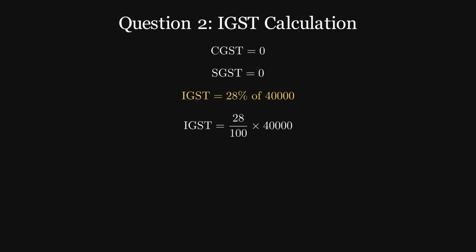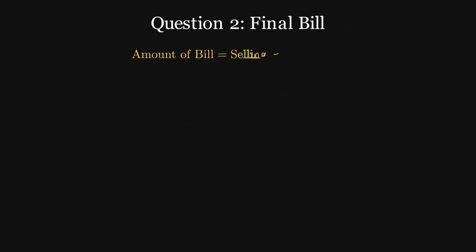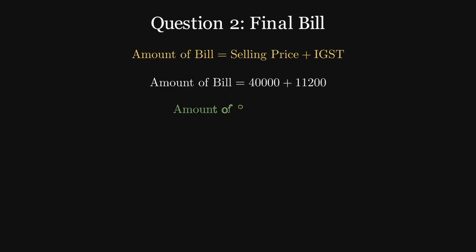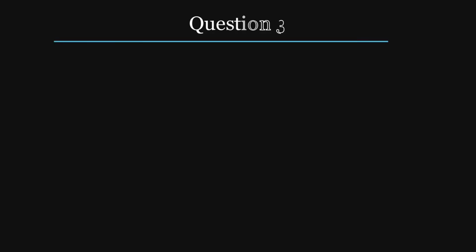Now calculate the amount of bill. The amount of bill is equal to selling price plus IGST. So amount of bill is 40,000 plus 11,200. This gives Rs 51,200. Therefore, the amount of bill for question 2 is Rs 51,200. Now let us move to question 3.